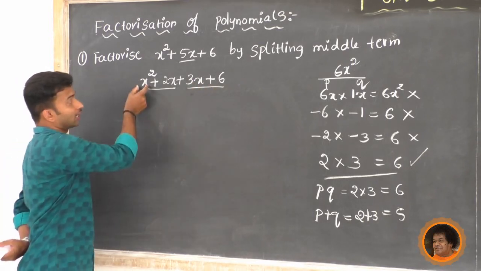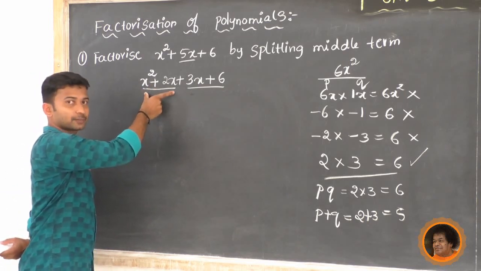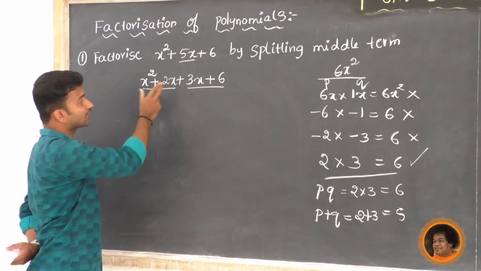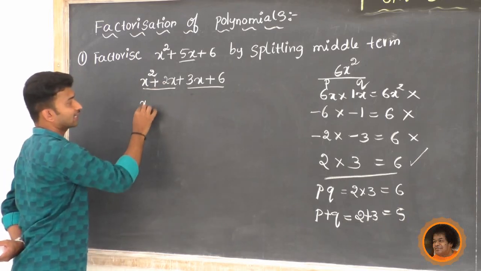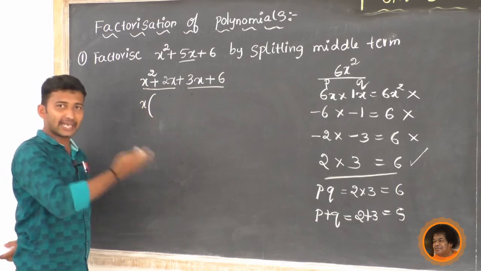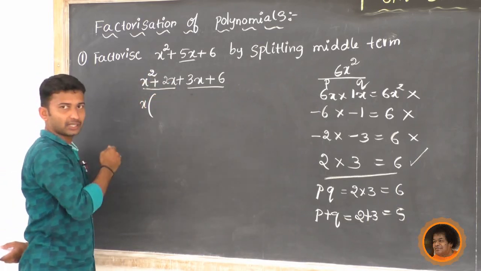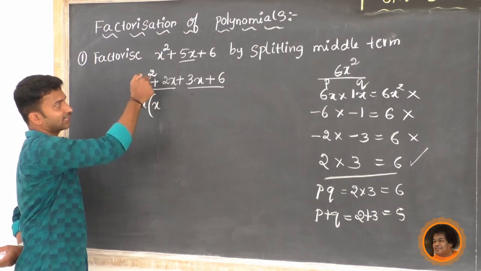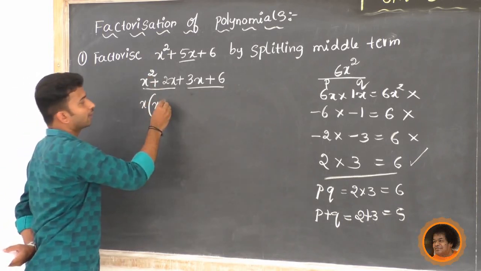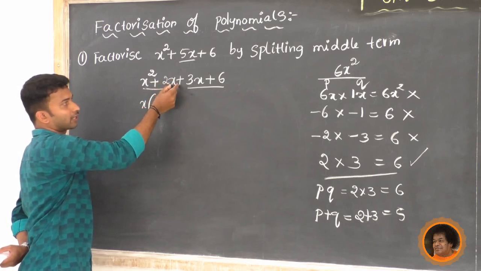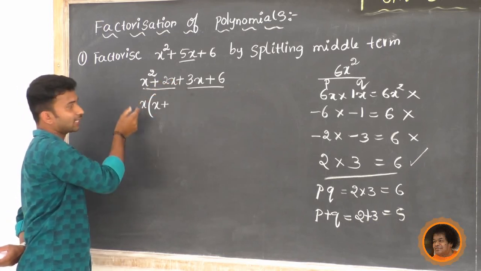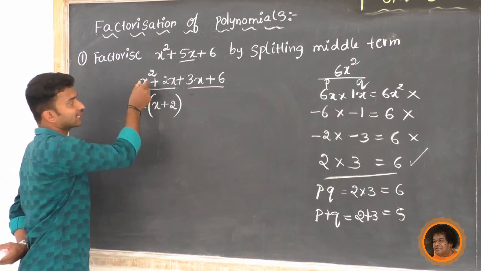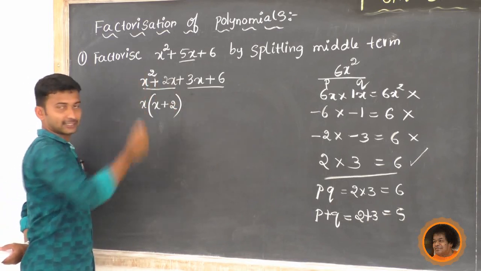Next, in the first group, x square plus 2x are the terms. What is the common term in this set? Yes, x is the common term. Take out x, and from x square and 2x, x and 2 remain. x into x square, plus x into 2, 2x.